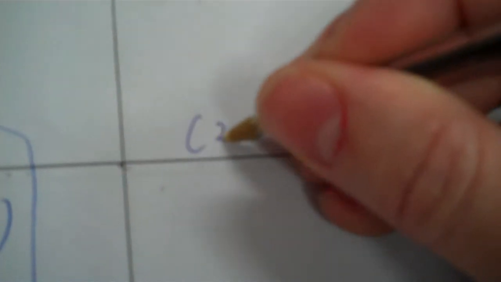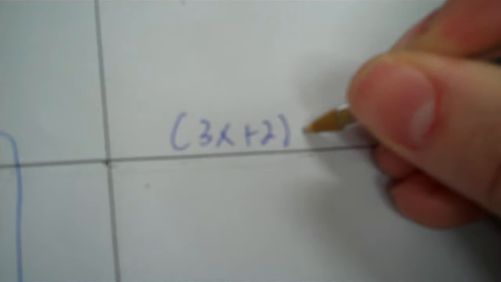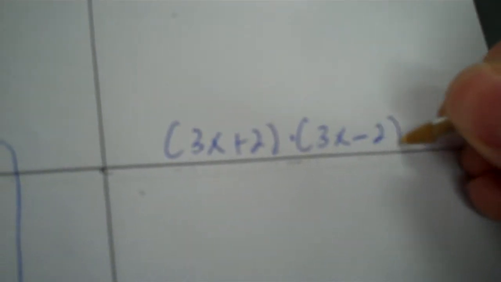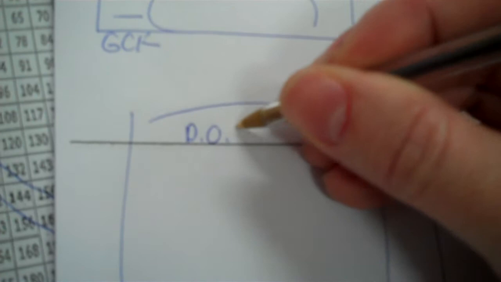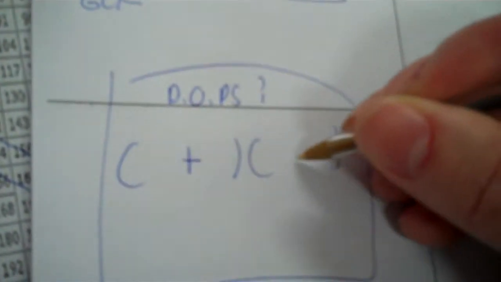Okay, so you line that up right there. 3x plus 2 times 3x minus 2. Okay, 144x to the second minus 16. It's a binomial, 2 terms. So GCF, and then the difference of perfect squares, DOPS question mark. This is how all binomials will be factored in this course from here on out.